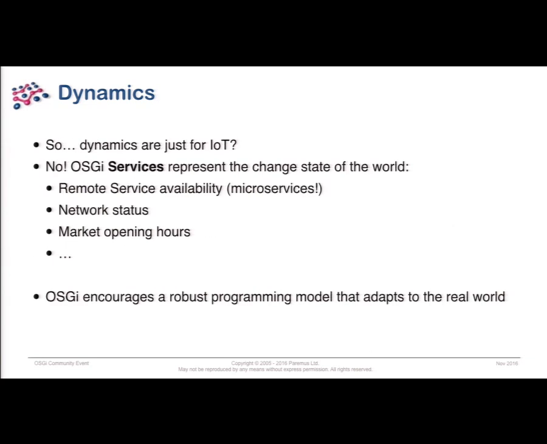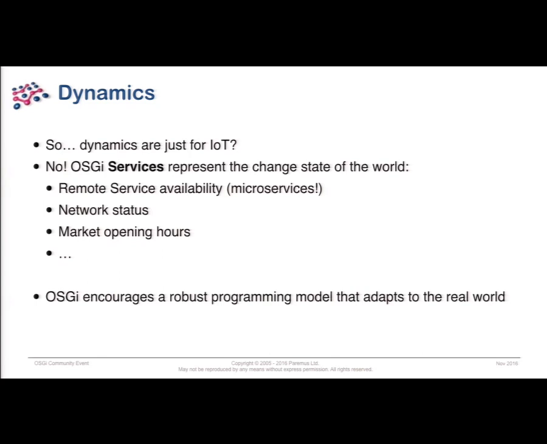But dynamics are very relevant as well in OSGi services. Now, an OSGi service represents the state of the real world. So I can create a service that represents the availability of a remote service, something I might want to invoke on the network. And I want that remote service to reflect the actual availability of the remote thing that I want to call. And that can change.